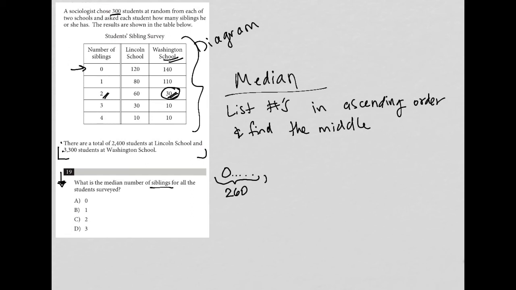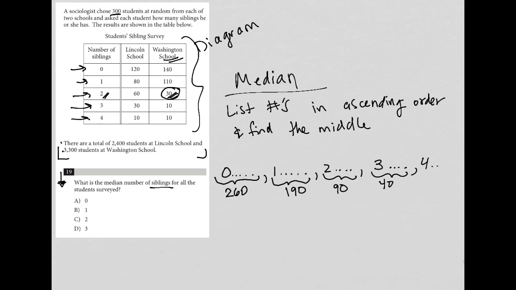I also have 1s. Again, the dots represent a list of ones. Well, how many ones do I have? There are 110 plus 80, so there are 190 students who have one sibling. And then the same thing for the third row. So for 2, there are 30 plus 60, so there are 90 students with 2 siblings. And there are 40 students that have 3 siblings. And lastly, there are 20 students who have 4 siblings.